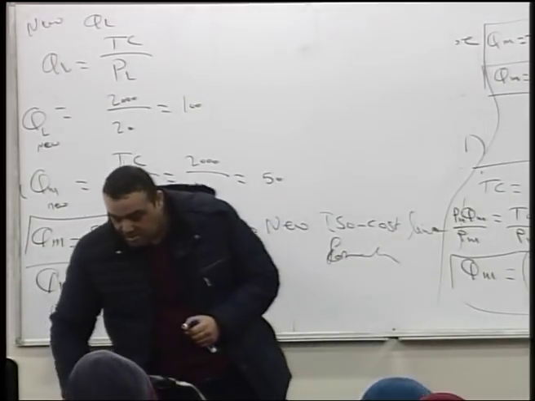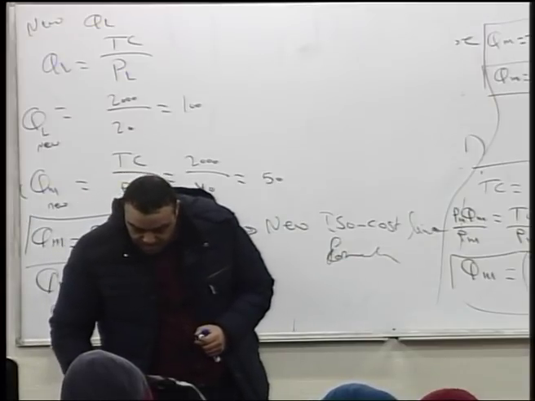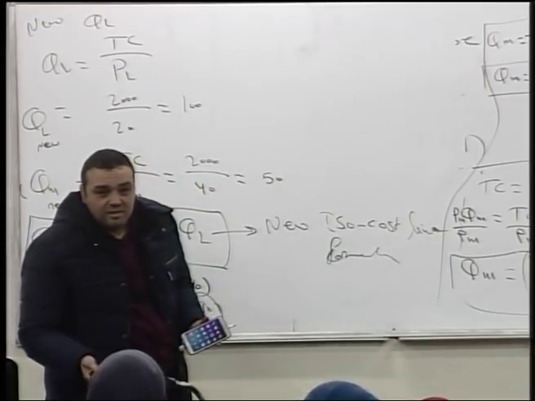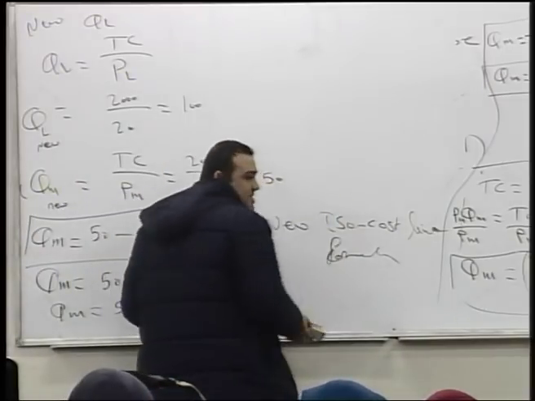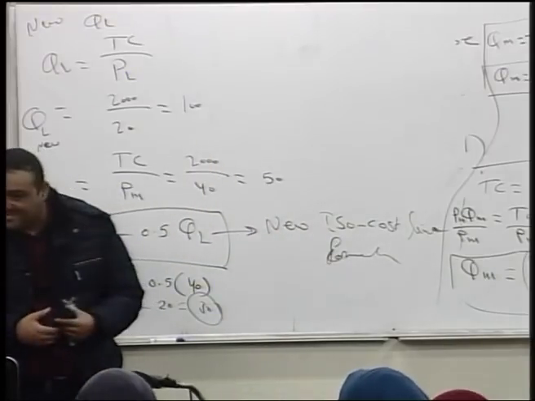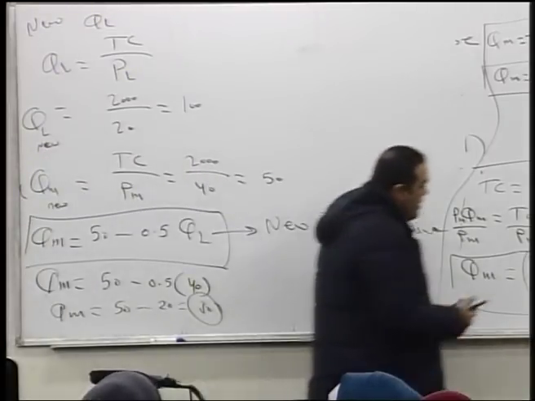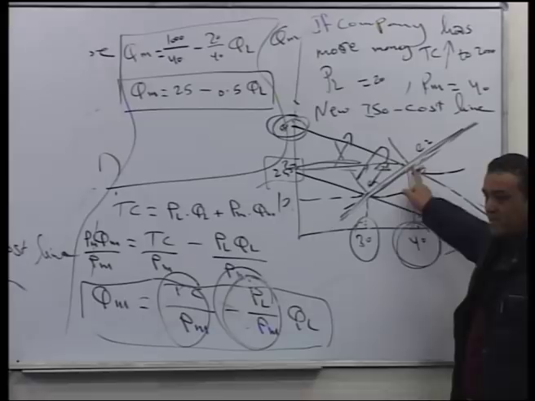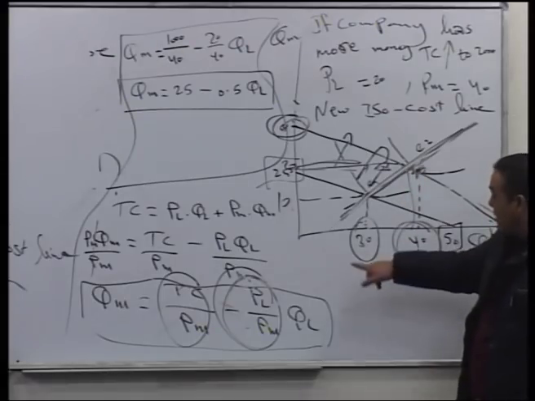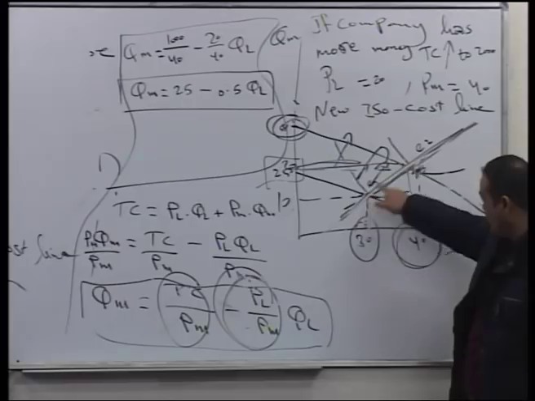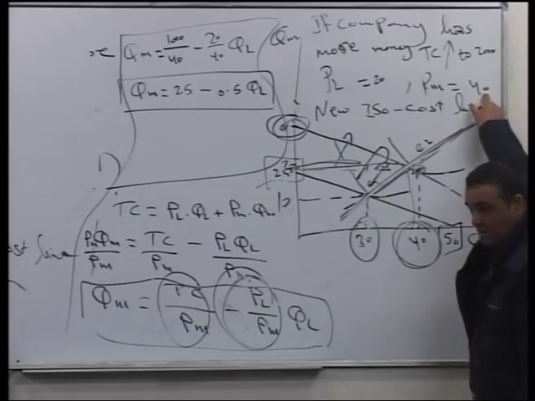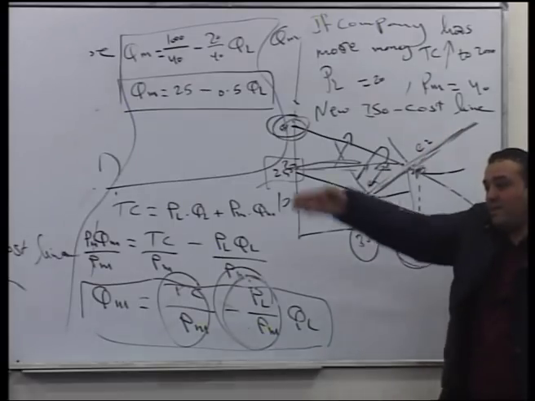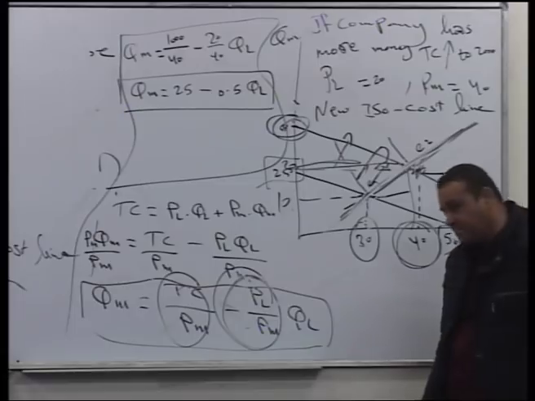Let's have the following example. Any problem? This is the expansion path. If we connect these points from E1 to E2 to E3 to E4, this is the expansion path, the expansion line of the firm, the expansion line of the business. Okay?